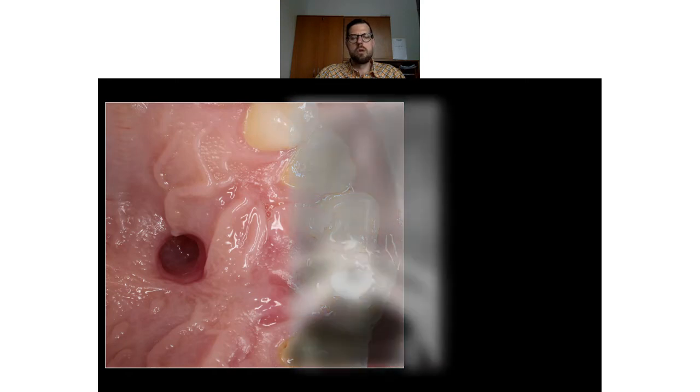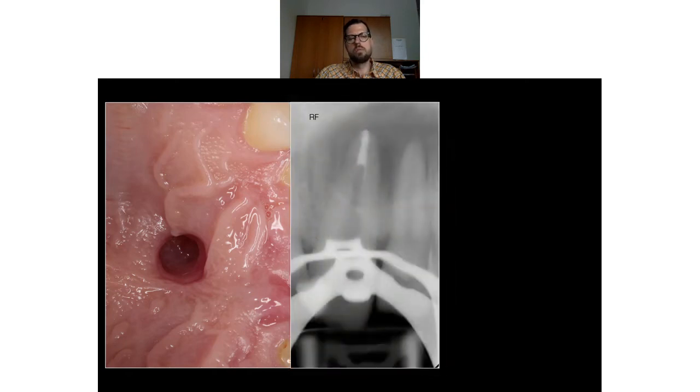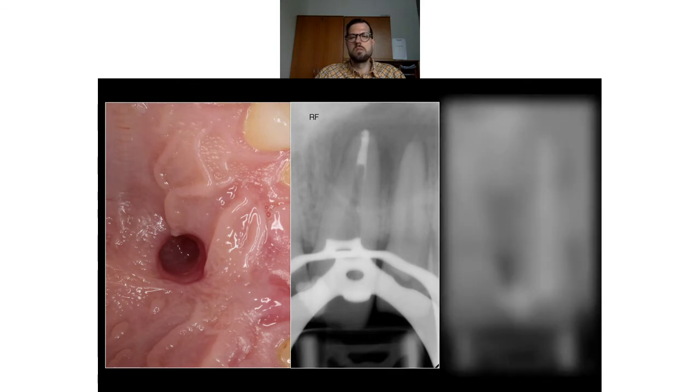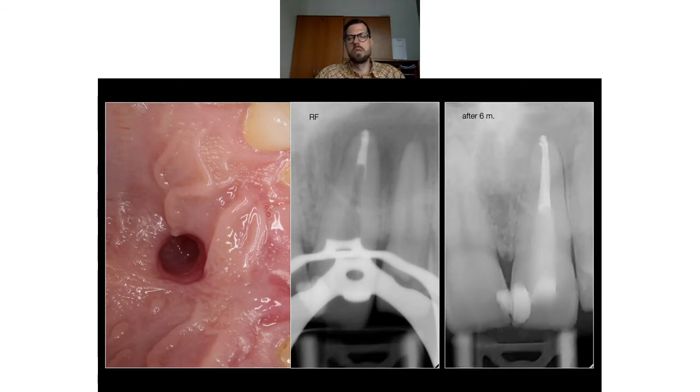After 1 month, it was totally closed, and there was no pus discharge, and the canal was totally not wet, and I could do my root filling there. And this is the situation after 6 months. You can just say, okay, the healing has occurred. But if you want to be really sure, you should make a CBCT after 1 year or 2 years.